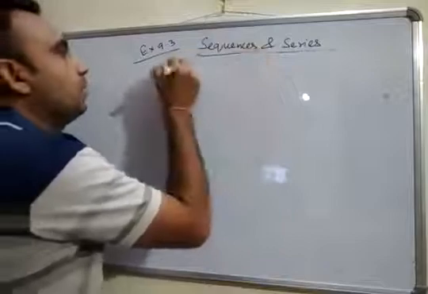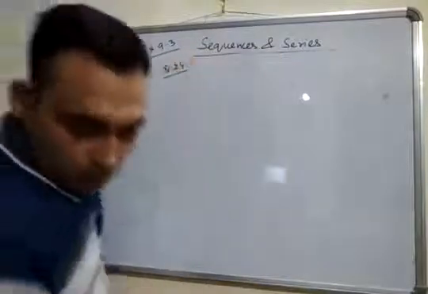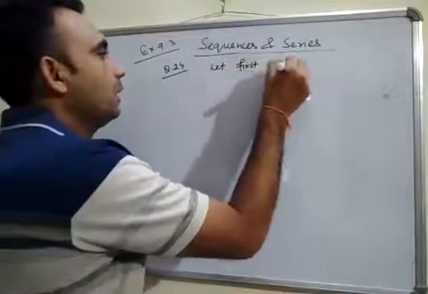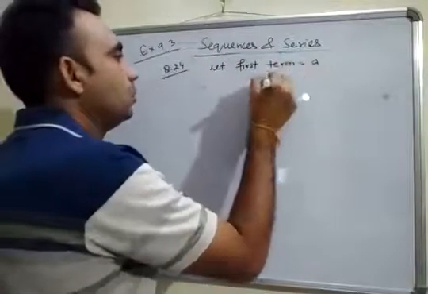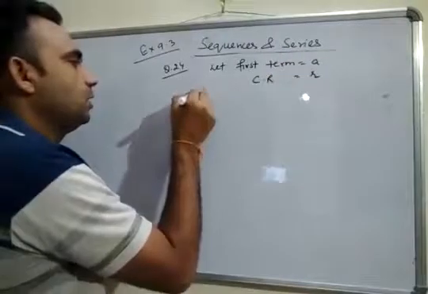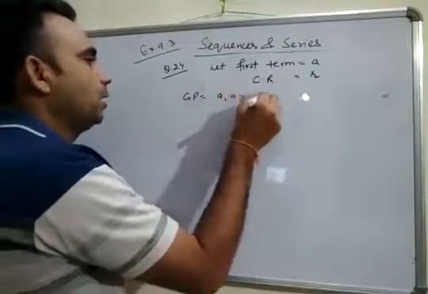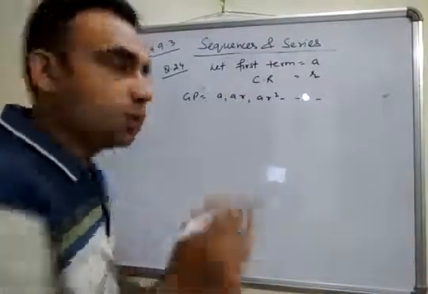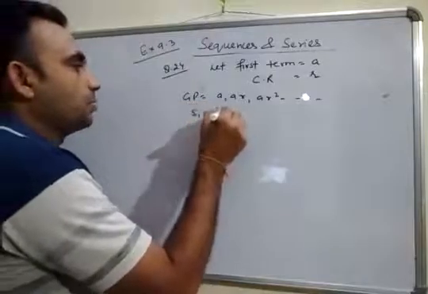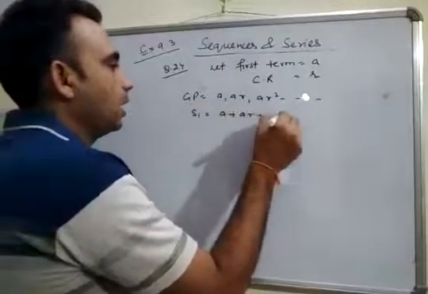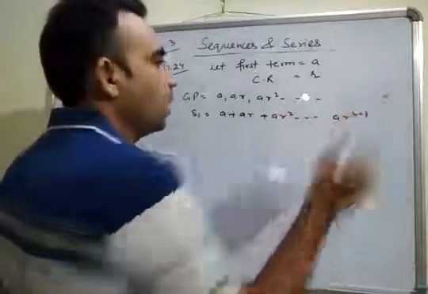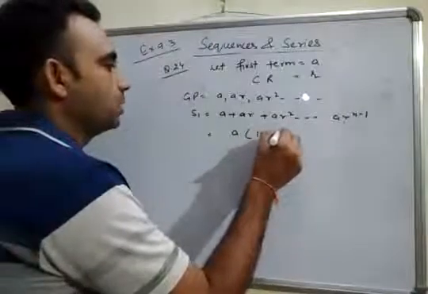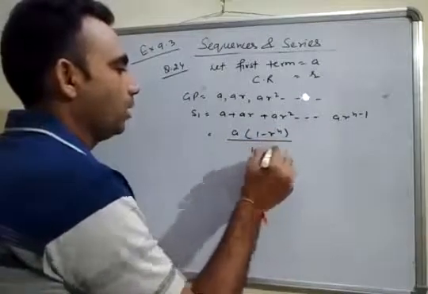Question number 24. Let the first term of the GP be a and the common ratio be r. So the GP is a, ar, ar squared, and so on. Let the sum of the first n terms be S1. So S1 is a plus ar plus ar squared up to ar to the power n minus 1, which implies a times (1 minus r to the power n) upon 1 minus r.